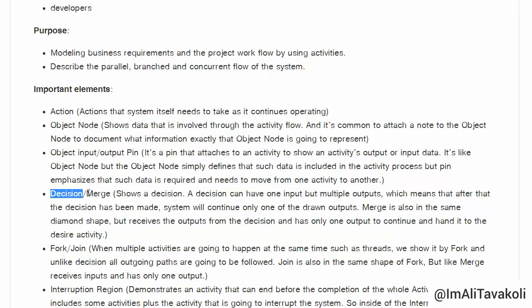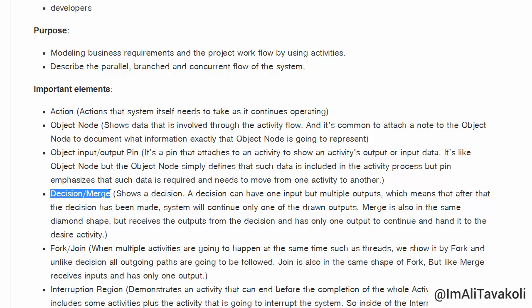Decision and merge notations. They both look the same. They have a diamond shape, and the decision is actually like the if statement in a programming language. If statement A is true, then do this, and if statement B is true, then do that. A decision can have one input but multiple outputs, which means that after the decision has been made, the system will continue only one of the drawn outputs, just like the if statement in a programming language. Only one statement can be true at a time.